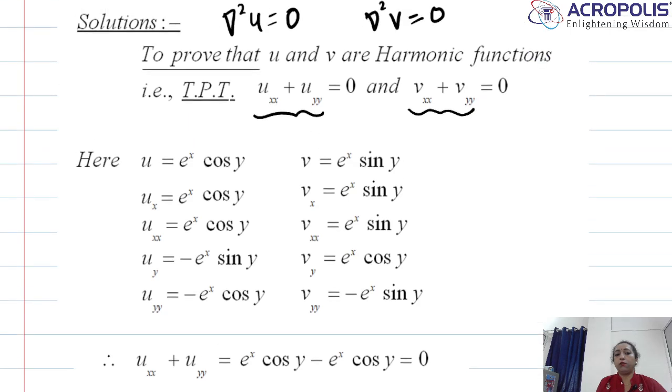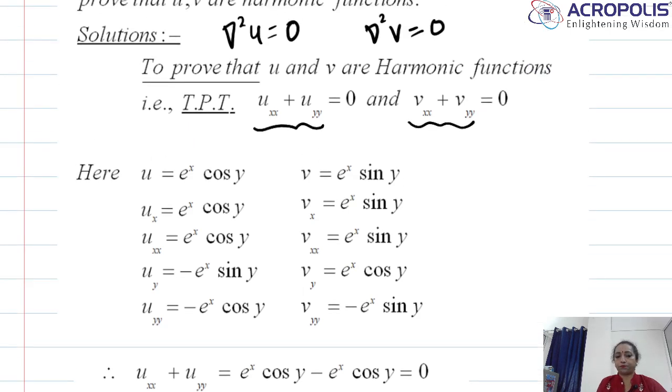So first we will calculate all the derivatives. You can see the function of z is written as e to the power x cos y plus i e to the power x sin y. The first function represents the real part, that is u, and the second function with iota represents the imaginary part, that is v. So here u is equal to e to the power x cos y and v is equal to e to the power x sin y.